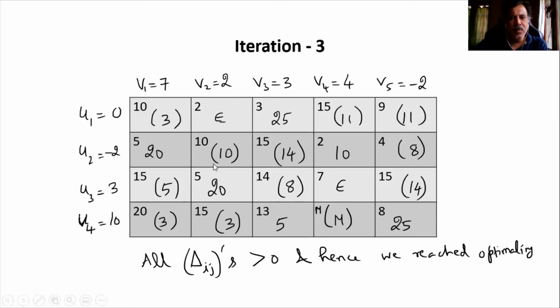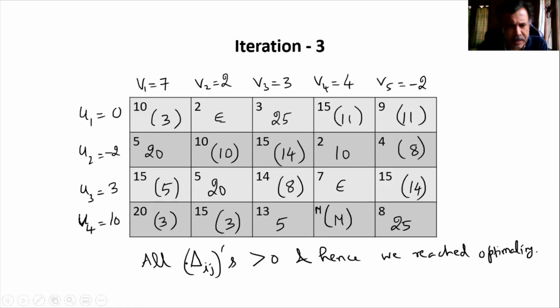So we know how to present this solution. I'm not going into that because we have already seen 2-3 times how to present the optimal solution. Since all the delta ij's are greater than 0, we can conclude that we reached optimality. In case you want to calculate the cost, we can go straight to that allocation. 2 into epsilon, and epsilon is considered to be 0, so it is 0 only. Then 3 into 25 becomes 75. Then 5 into 20 becomes 100. So 75 plus 100, we will add. Like that, we proceed calculating the optimal solution.